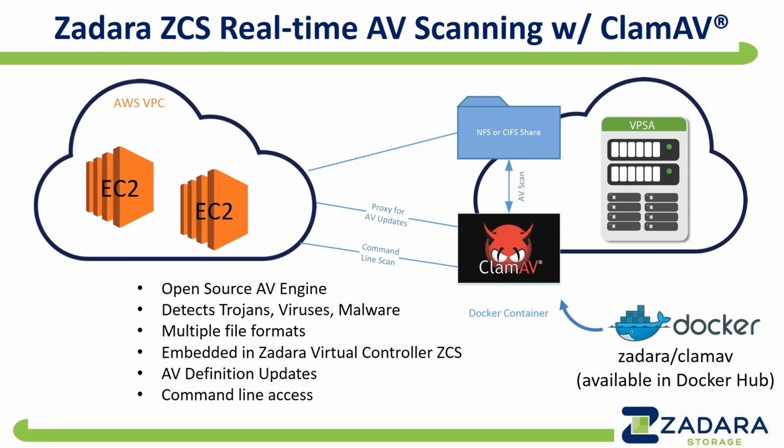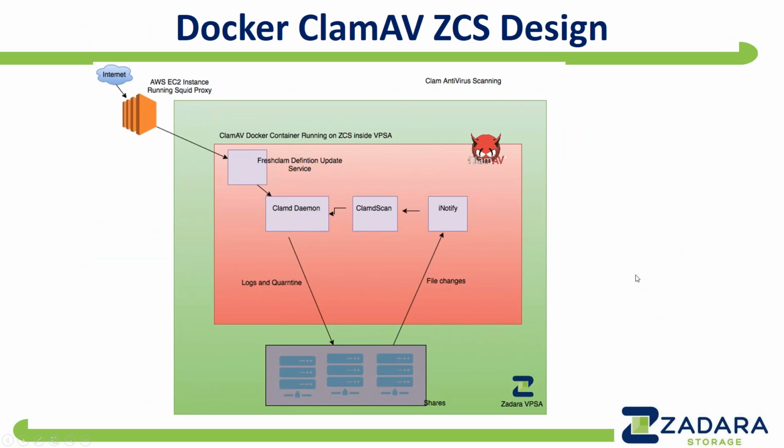So what we did is we set up our EC2 proxies. Any customer can do this in their VPC, in the same way that they do their backup to S3 configuration. And in fact, you can share the same proxy. We set up the proxies to allow ClamAV to pull its virus definitions from the internet through the EC2 instance.